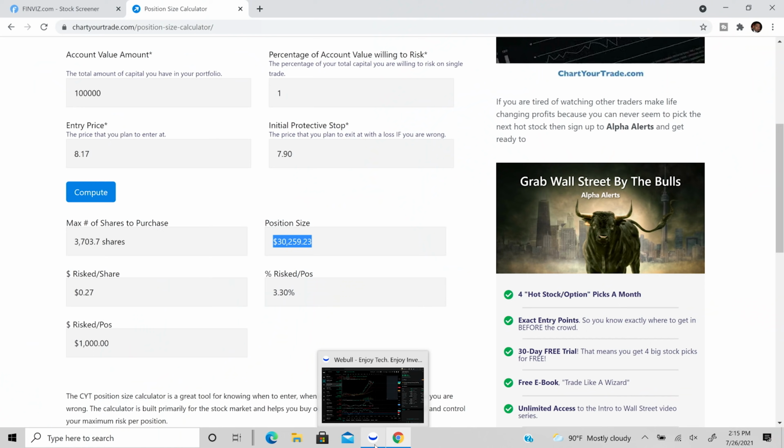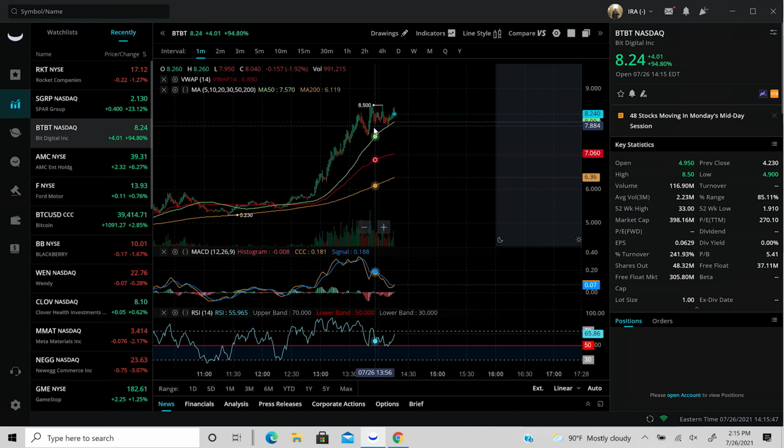So guys, let's say I go ahead and I enter this position at 8.17. If I lose and I get stopped out, I only lose $1,000. That means I got 99 other times to try and see if I can make some money. The stock market is binary. It can only go up and down. You ideally want to be right at least 50% of the time. I clock out and I keep it running.